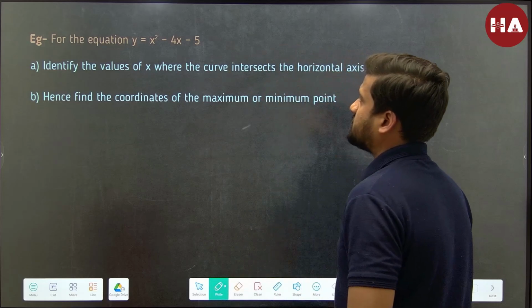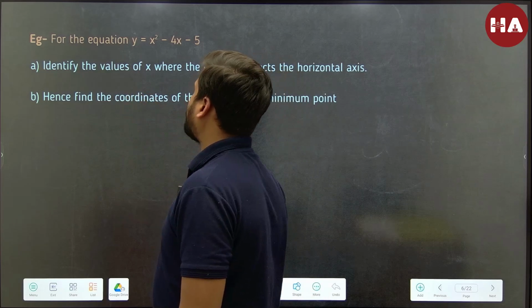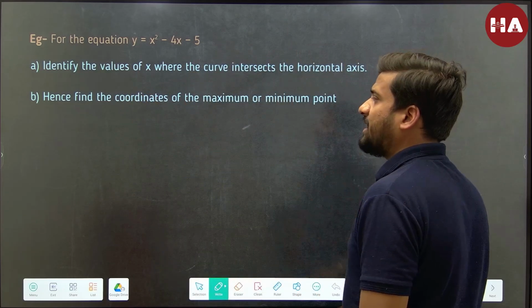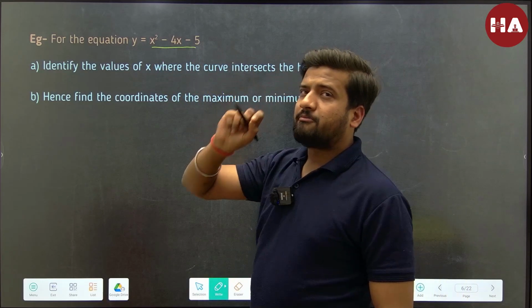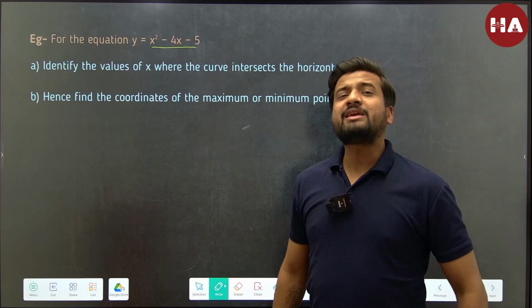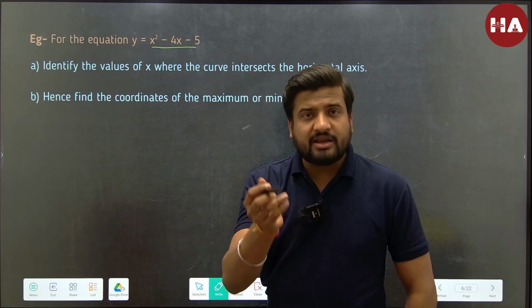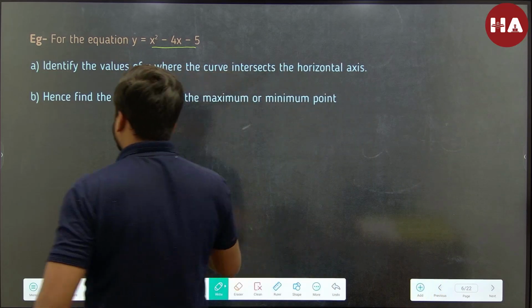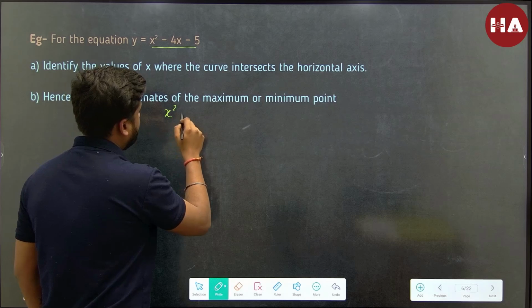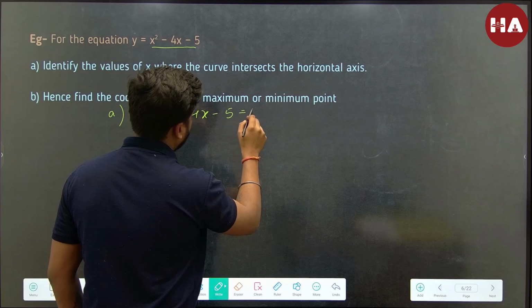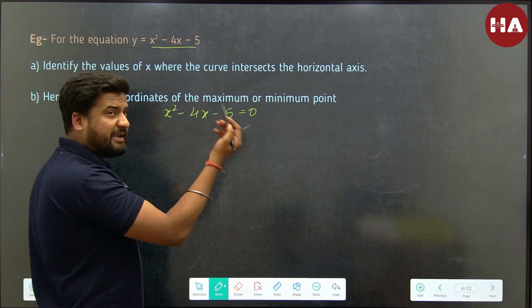All right, for the equation y equals x square minus 4x minus 5, identify the values of x where the curve intersects the horizontal axis. So let's do that. Let's find at what points my graph will touch the x-axis. When it touches the x-axis, the y coordinate is going to be 0. So let's put y as 0. My equation will be x square minus 4x minus 5 equals 0. Correct? All right, so let's use splitting the middle term.